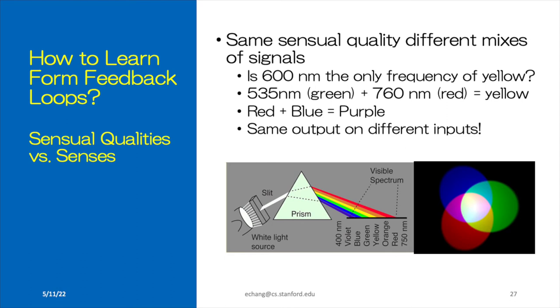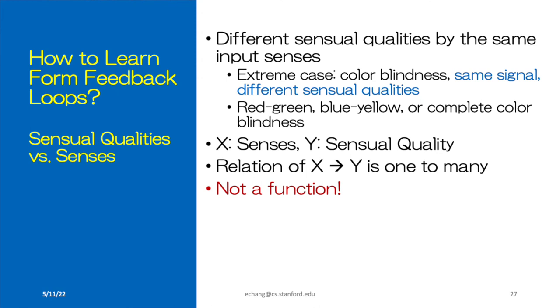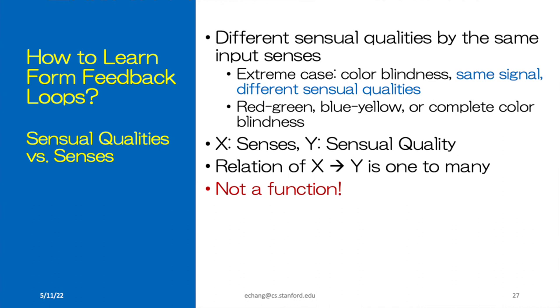If we have two other signals, 535, which is green, plus 760, which is red, the combination of the two also gives us a yellow sensation. So different mixtures can give us the same sensation or sensorial quality. Then we have to think about how a computer operates. Can a computer function under this situation? Different inputs have the same output. I think a computer could do that, right? A function can handle many-to-one mapping.